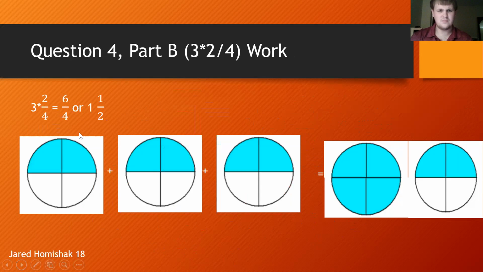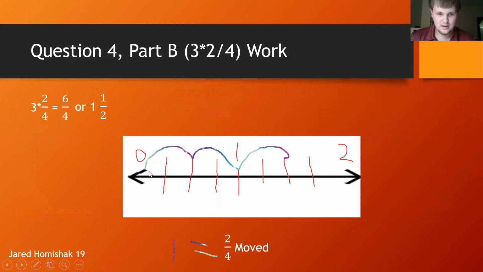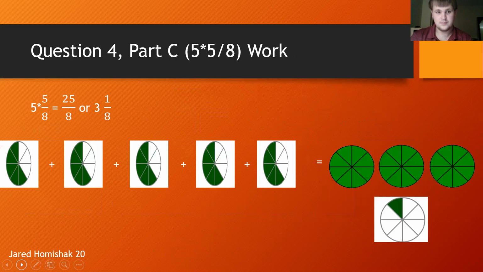So now for the second question, 3 times 2 over 4. Again, we're going 2/4, which you can simplify to 1/2, 3 times. So 2/4, 4/4, 6/4. Of course, add those up, you get 6 over 4. And yet again, here on the number line, 2/4, 4/4, 6/4, which can be simplified to 3/2 or 1 1/2 if you need to simplify it.